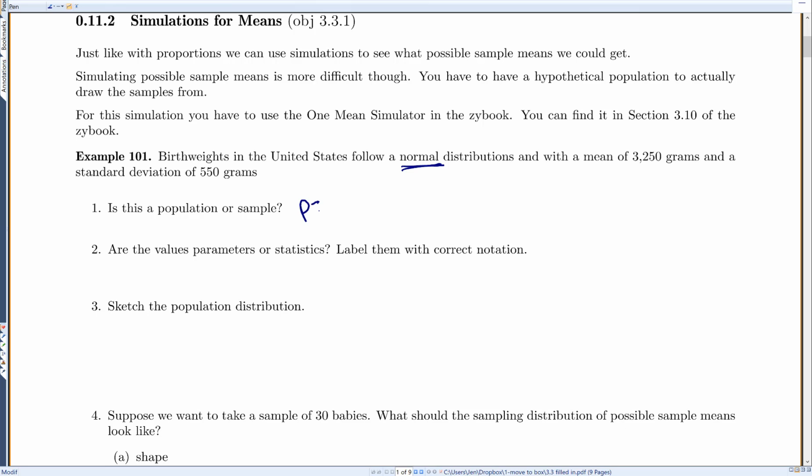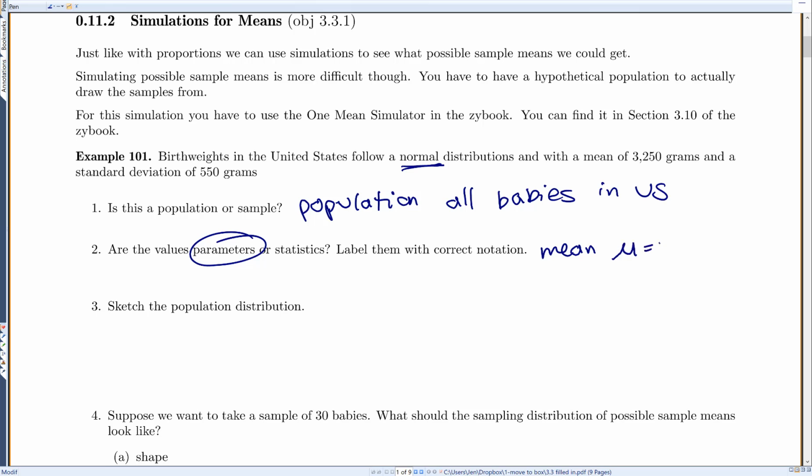So I think this is the population of all the babies in the US. Then the values they give me must be population parameters. So I could say the mean mu equals 3,250, and my standard deviation, sigma, equals 550. I'm really bad about it, but you are supposed to add your units, so grams.